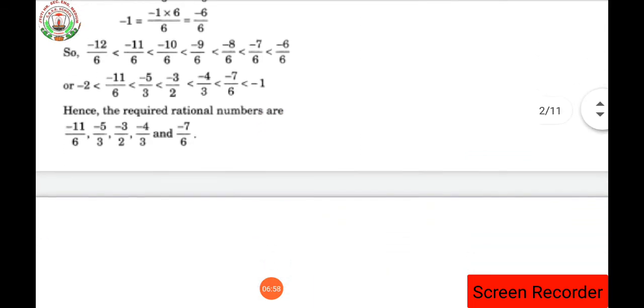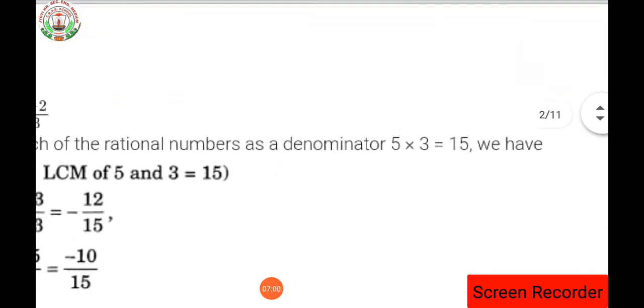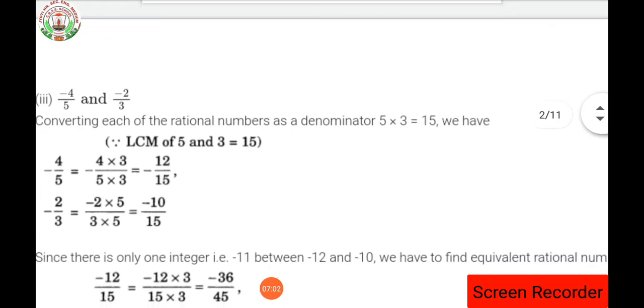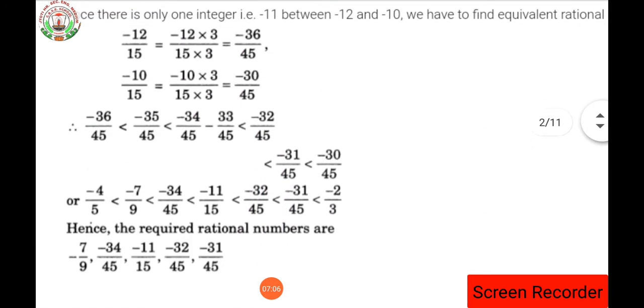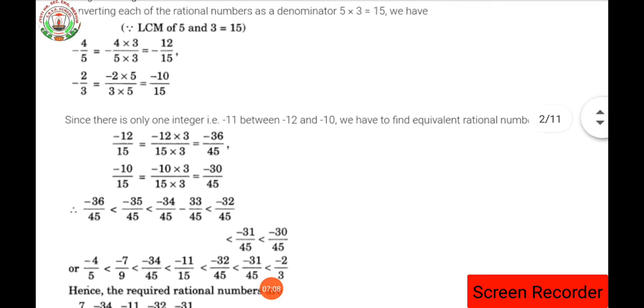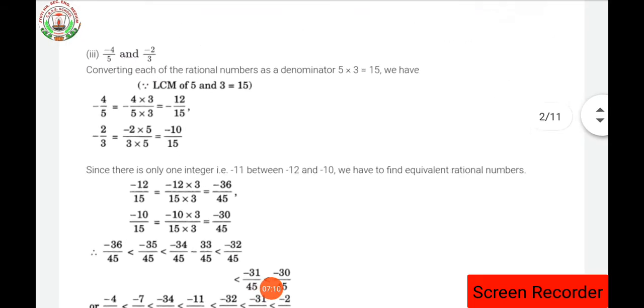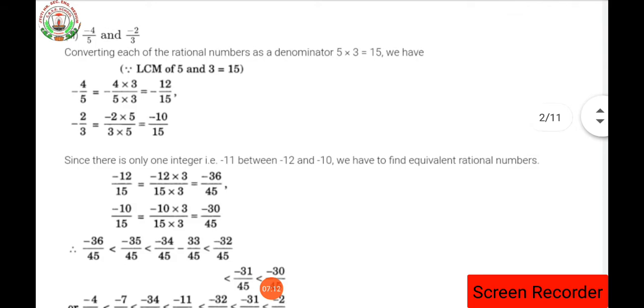Okay, now one more question we are going to see, that is in the form of a fraction. That is the last part of the question. Okay, so let's see this one only. Here we are having the question -4 upon 5 and -2 by 3.